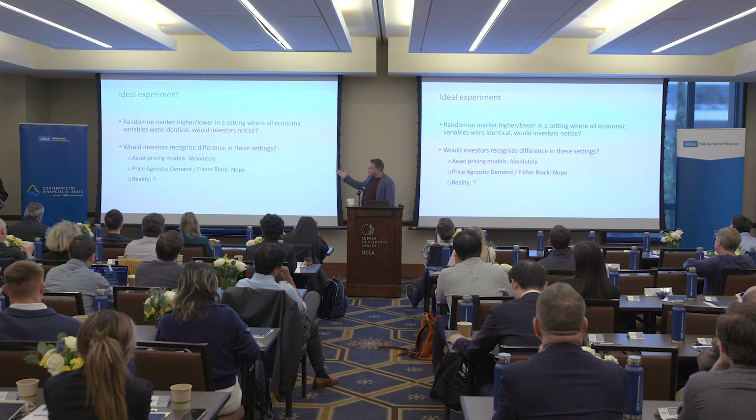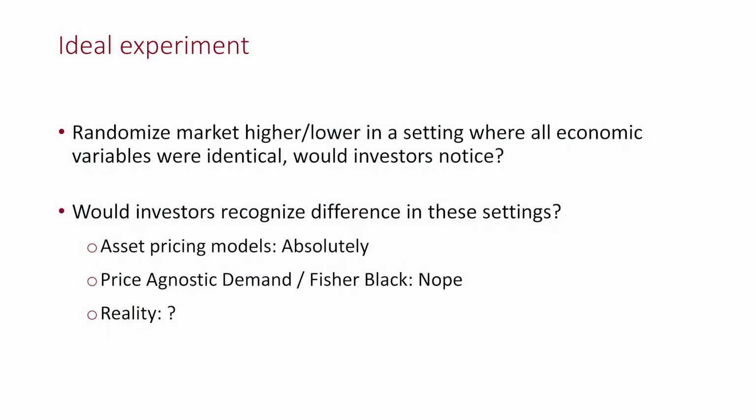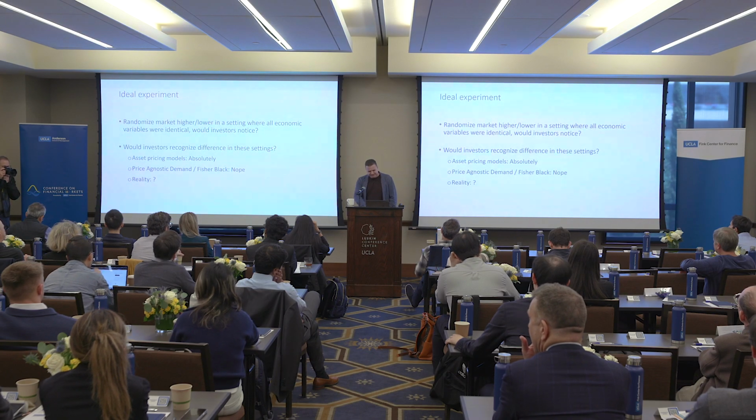Well, if you could take investors and randomize the market to be different from whatever it was. Some saw a price that was higher than it actually was. Some saw a price that was lower, while all the other fundamentals were the same. Would investors notice? Would they view this as a fundamentally different situation? So our asset pricing models say absolutely. And if you're a price-agnostic investor, not so much. What actually is true in practice?